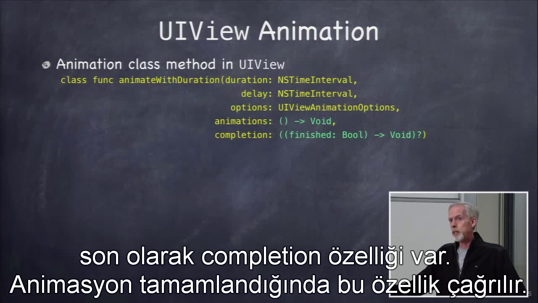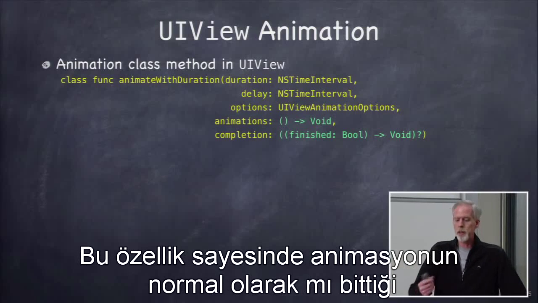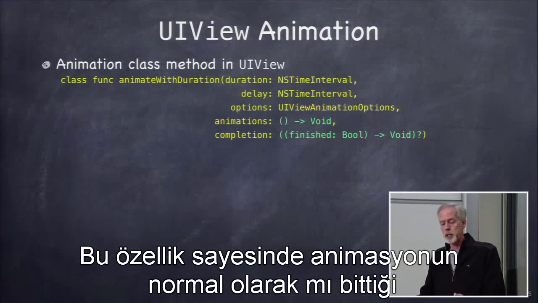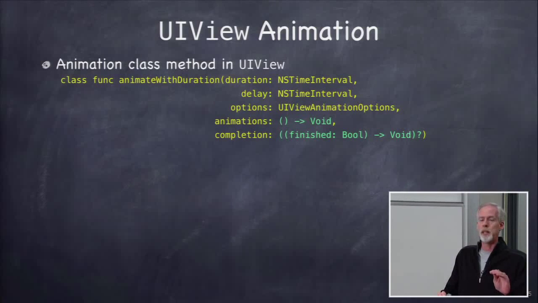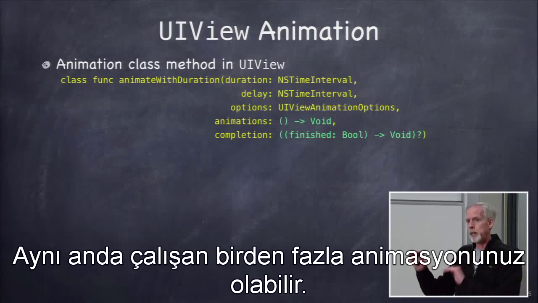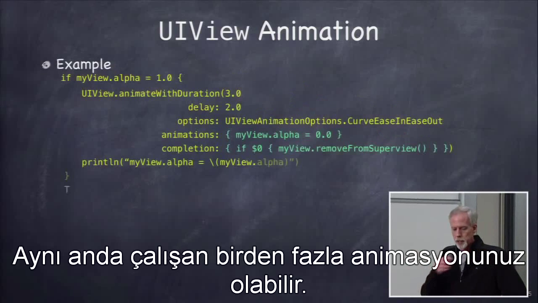And it also has a completion closure. When it's done animating, the animation actually completed, it will call this, and it'll let you know whether the animation finished or whether it was interrupted by another animation that tried to change that same property. Okay, because you can have multiple animations going off at the same time. All right, so what does it look like to call this?